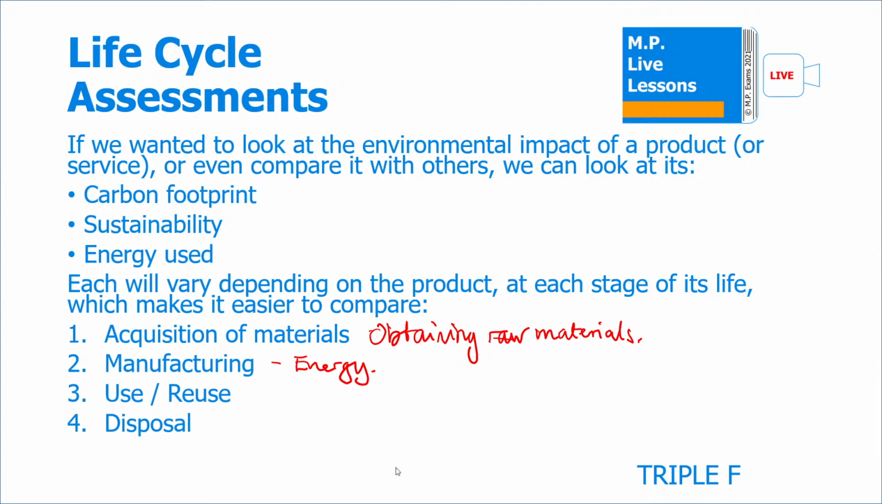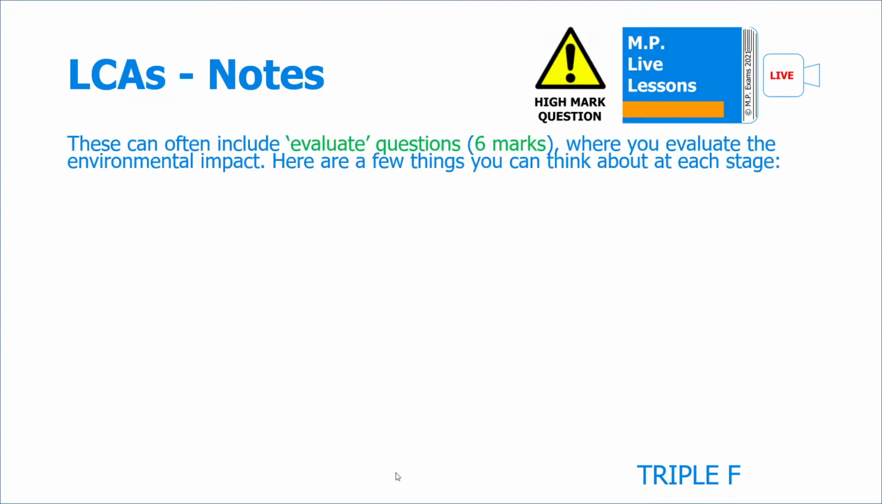Now, some other notes for LCAs or life cycle assessments are here. So these are often evaluate questions. These are 6 markers where you evaluate the environmental impacts of a product at each of its stages. For example, at stage 1, where you get the raw materials, is the material sustainable, like wood? Is it finite? Does it use, let's say, crude oil? Is it renewable? Does it even use recycled materials?